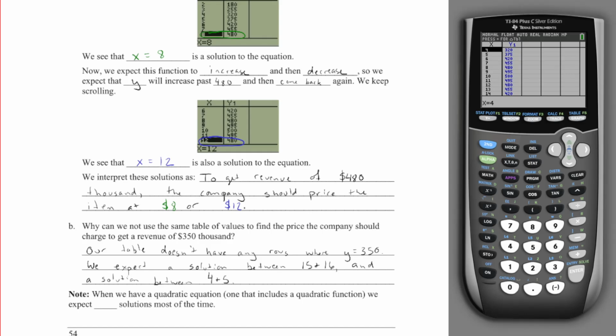When we have a problem that involves a quadratic function, or an equation that came from a quadratic function, we in general expect two solutions. Sometimes something weird happens. We're looking right at the vertex and we only get one solution. And sometimes we don't get any solutions at all. But the normal thing that we expect is to get two solutions. Okay, so the table will not tell us what those two solutions for y equals 350 are. We know there's one between 4 and 5 and one between 15 and 16. We don't know what they are.